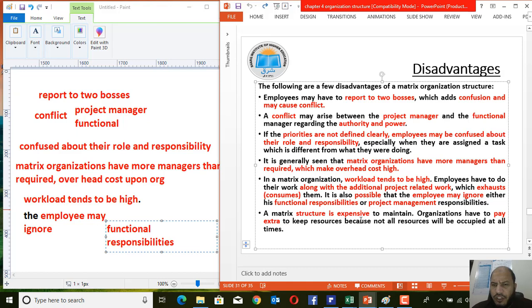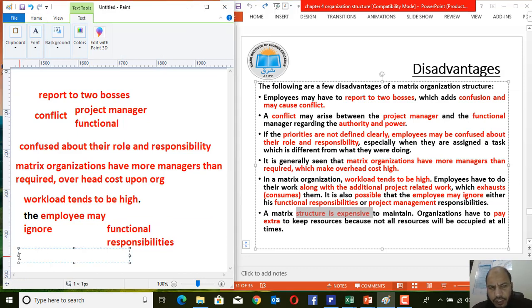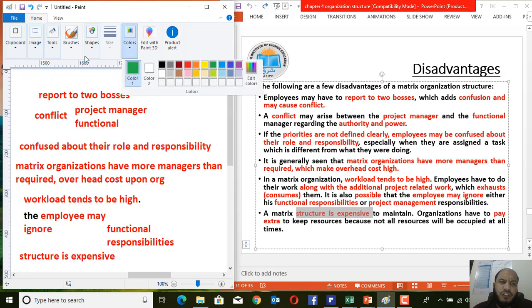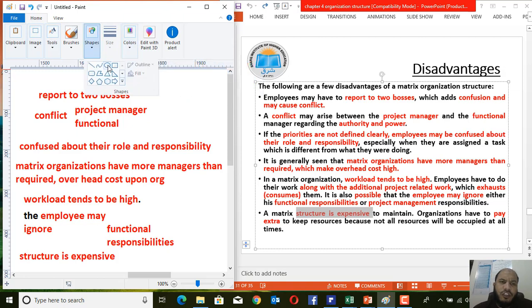Dear students, the matrix structure is also expensive for the organization to maintain or to keep for a long period of time. So we may say that it is expensive, and the organization has to pay extra to keep all the resources within the organization or within the company. So from these slides, dear students, we may reach the conclusion that here is one of the disadvantages.